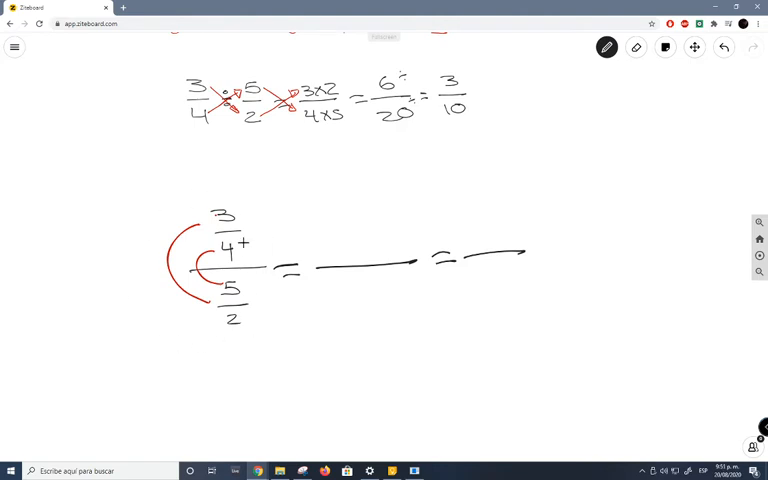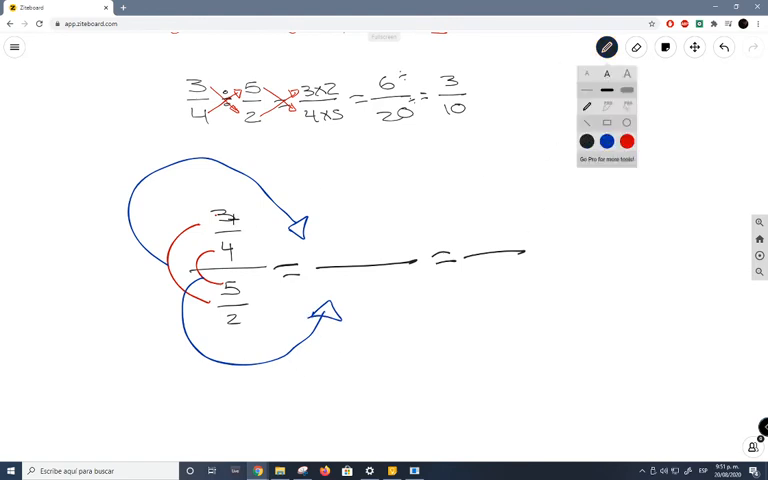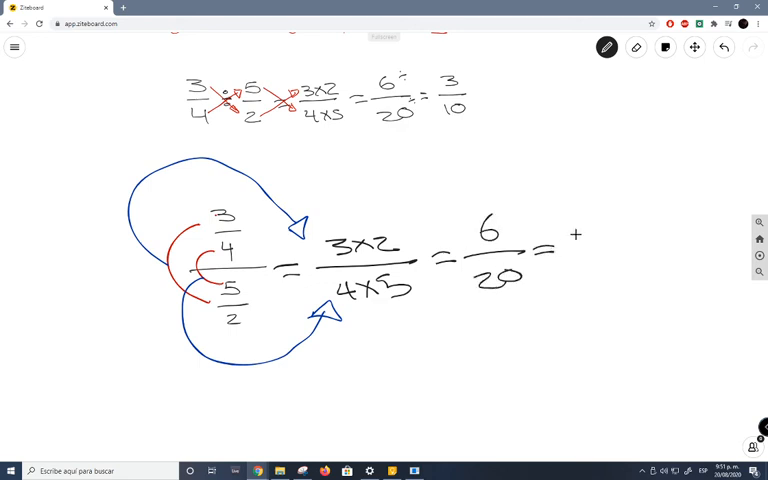Okay, the result of the multiplication of the extremes goes in the numerator, while the result of the multiplication of the middles goes in the denominator. So 3 multiplied by 2, the extremes, and 4 multiplied by 5, the middles. We get 6/20, and if we simplify as we did before, it's going to be 3/10. So in any of these ways that you do it, it is going to be correct.